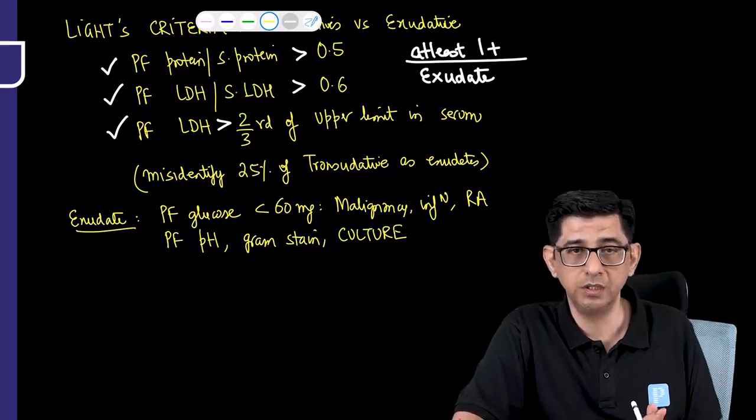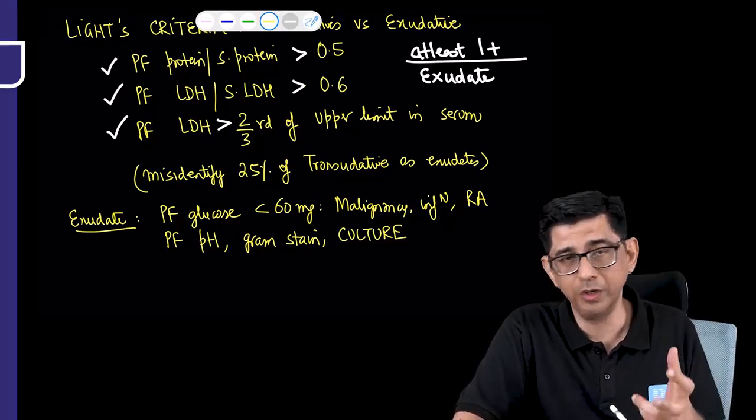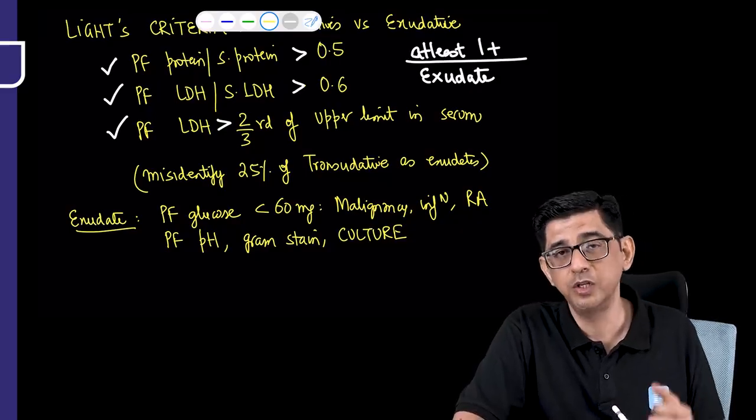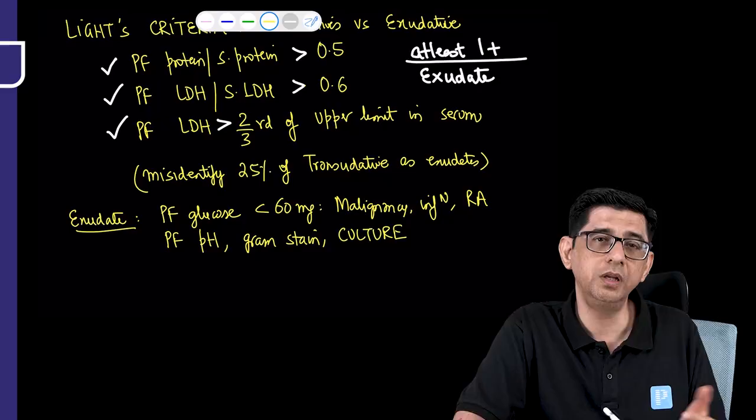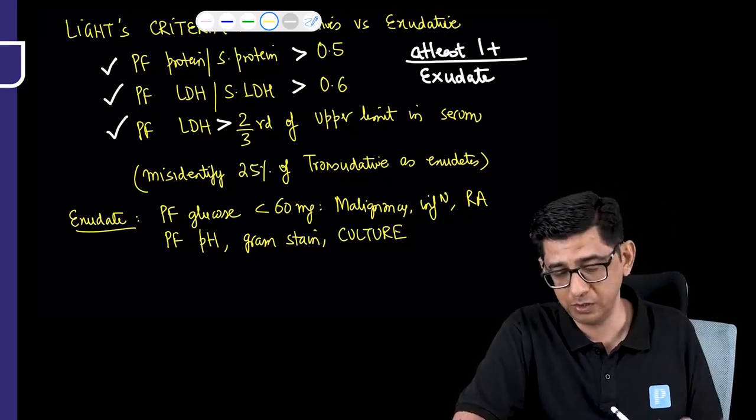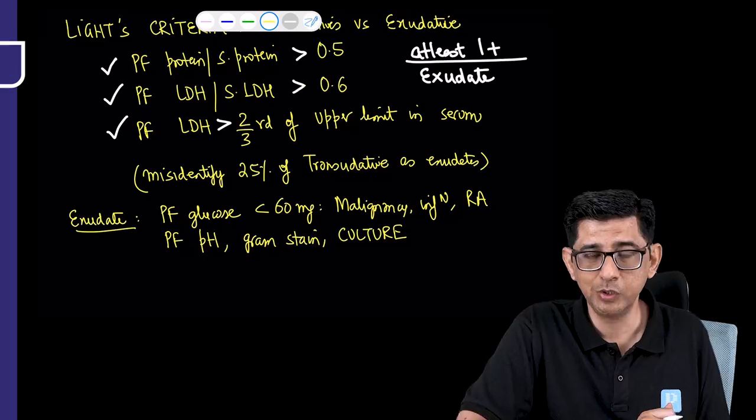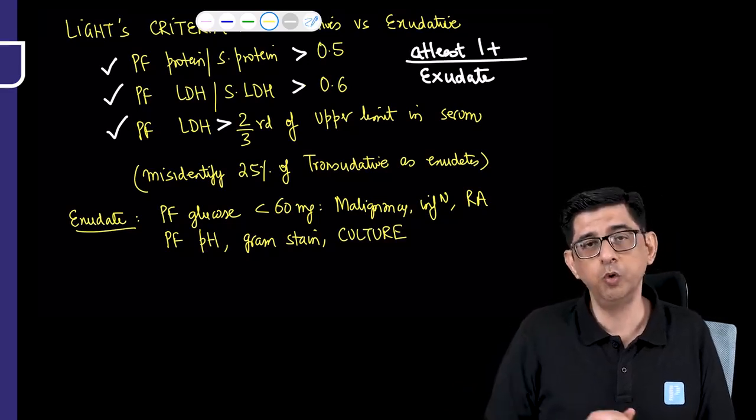Or mesothelial cells, like mesothelioma. You read about association with asbestosis. That is where there could be mesothelial cells present. There could be pleural plaques present. So I'm going to talk about asbestosis in a while, the mesothelioma part in a while.